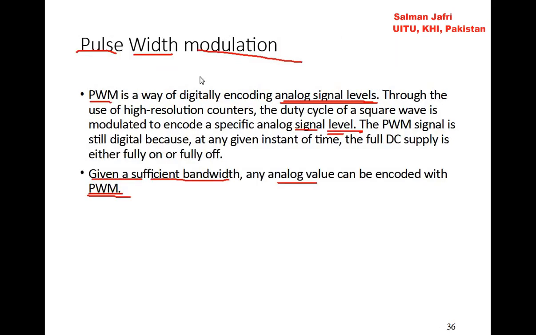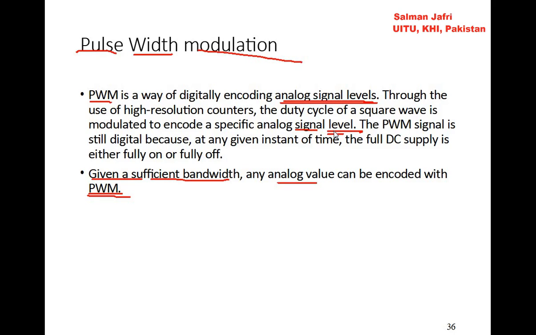So what is pulse width modulation? PWM is a way of digitally encoding analog signal levels. So we want to create analog signal levels, but we code them digitally using PWM. And how do we do that? We use high resolution counters, right? Which have a high resolution, so that we get more accuracy. So what do we do with those high resolution counters? The duty cycle of the square wave is modulated to encode a specific analog signal level, right?